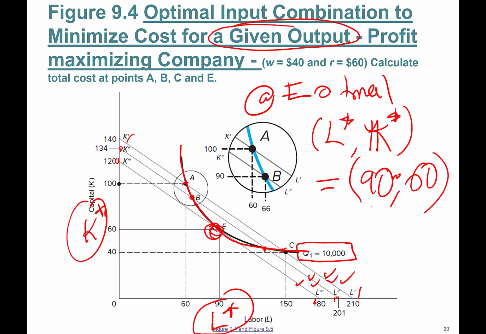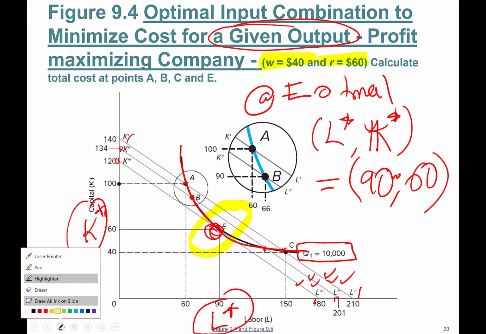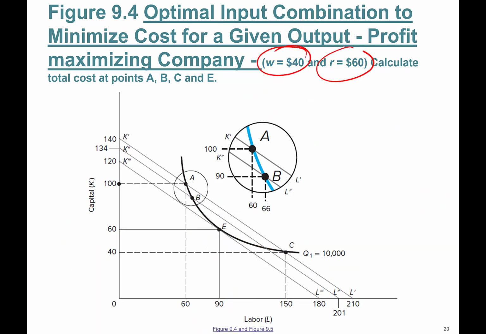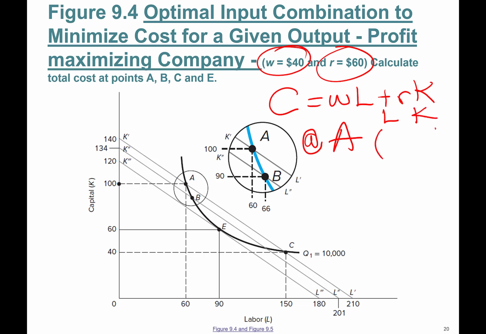So it's your job right now, folks. We're going to make these assumptions. Assumption number 1: wage rate is 40, rental rate is 60. Okay, I know from the graph E is the optimal level. Given these, I want you to calculate the cost at point A. At point A, you have a labor capital combination, right?